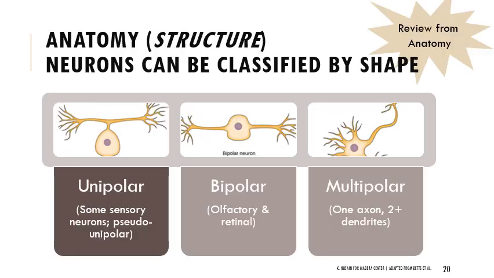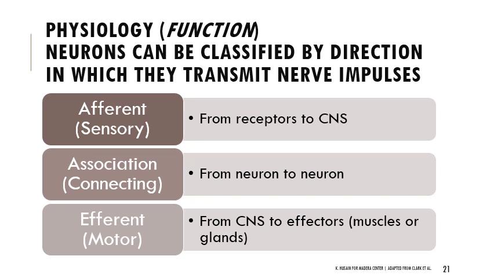Okay, so remember back in anatomy, we talked about how neurons can be classified by shape: unipolar, bipolar, multipolar. Don't stress about that for physiology. What you should think about instead is the physiological classification of neurons. So when we talk about afferent or sensory neurons, these are sending signals or nerve impulses from receptors to the central nervous system. So they're sensing information about the world around us, and sending it to our central nervous system.